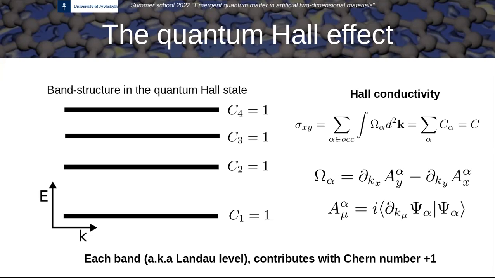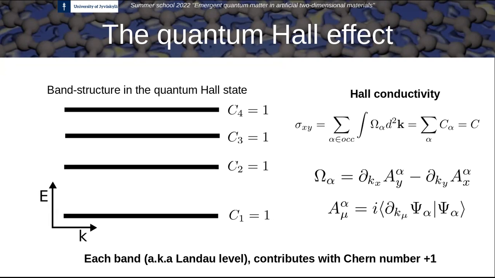So now the idea is that in the quantum Hall state, essentially you have different bands in your system that are called Landau levels, that we are going to describe later on. And the idea is that each band, each Landau level, has Chern number one. So for example, if you have your chemical potential up here, so filling two Landau levels, the total Chern number of your system is going to be the sum of Chern numbers of all your occupied states. And in particular here it is one and two.